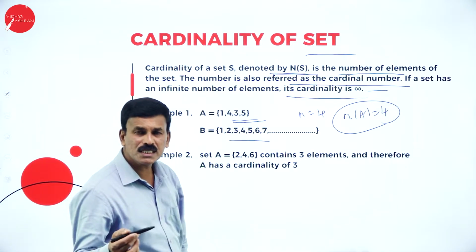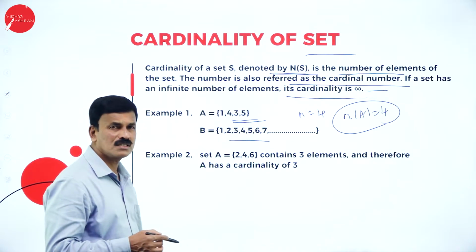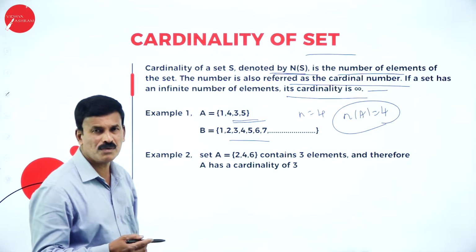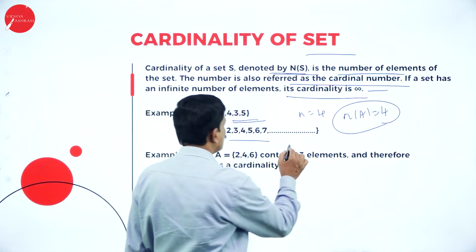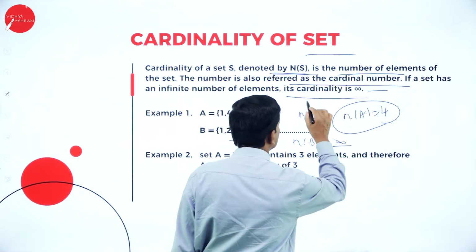Similarly, let us come to the second example. Here B is equal to 1, 2, 3, 4, 5, 6, etc., infinite. Since there are infinitely many elements in the set B, the cardinality of the set B is equal to infinity.